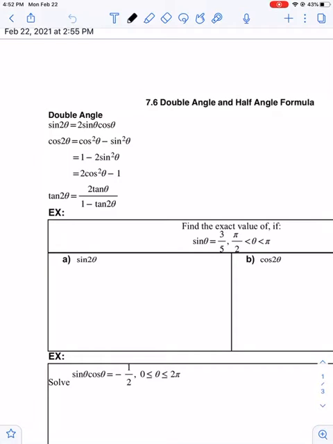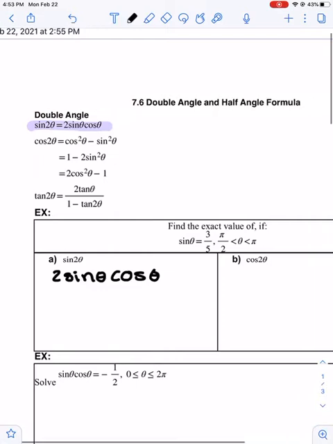So this first one is find the exact value of sine, given that sine theta equals 3/5, and theta is between pi over 2 and pi. And so that is in our second quadrant. But for part A, we're wanting to know what is sine 2 theta. If we look up above, sine 2 theta is the formula 2 sine theta cosine theta.